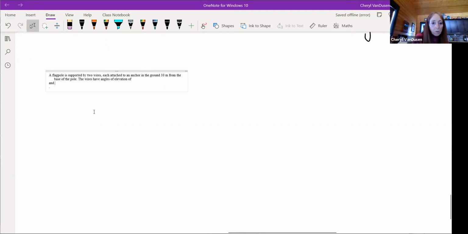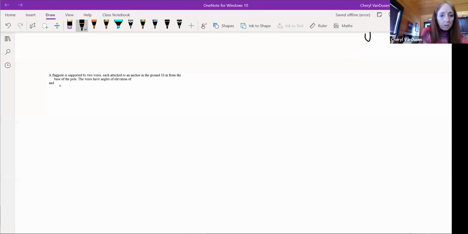A flagpole is supported by 2 wires, each attached to an anchor in the ground 10 meters from the base of the pole. Oh, I guess that worked. The wires have angles of elevation. Oh, I've got to tell you those. The angles of elevation are 37 and 47. So I'll just write that in: 37 degrees and 47 degrees.